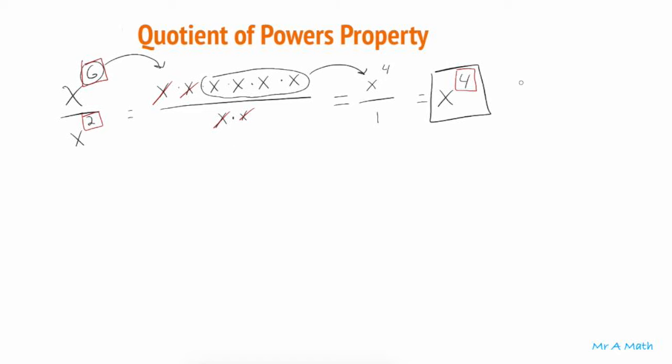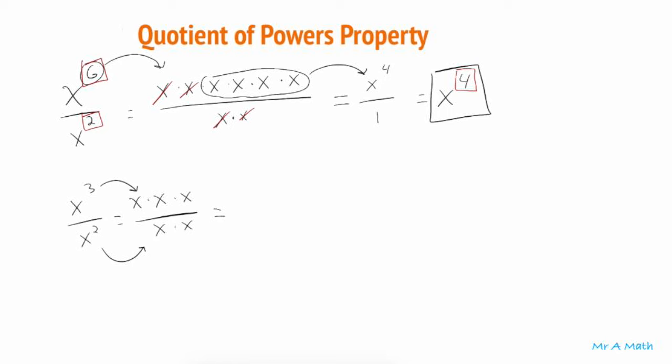And you might be able to figure it out. But let's look at one more example just to paint the picture. So if I have x to the 3rd power over x to the 2nd power, that is just x times x times x over x times x, right? X to the 2nd power is x times x. X to the 3rd power is x times x times x.